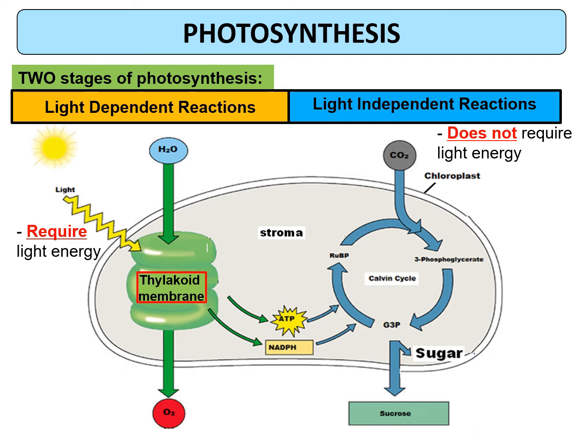There are two stages of photosynthesis: the light-dependent reaction, which depends on light, and the light-independent reaction, which does not require light energy. So light-dependent reaction requires light energy. Light-independent reaction does not require light energy. Both occur in the chloroplast. The light-dependent reaction occurs on the thylakoid membrane, while the light-independent reaction occurs in the stroma, the matrix of the chloroplast called stroma.